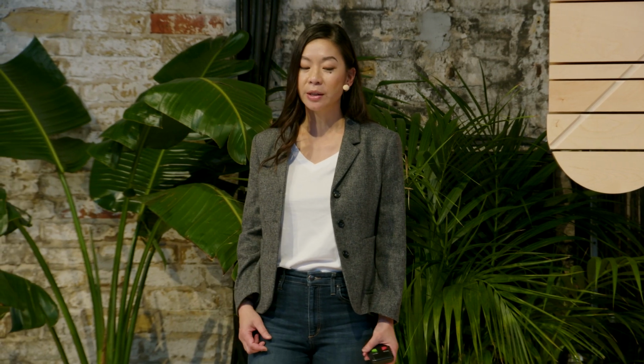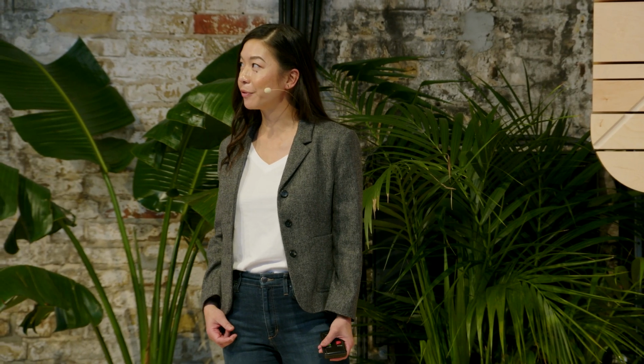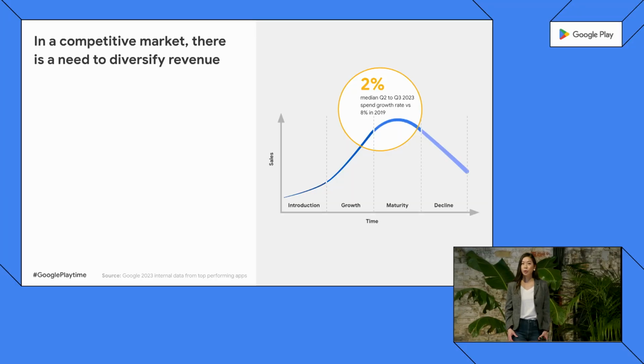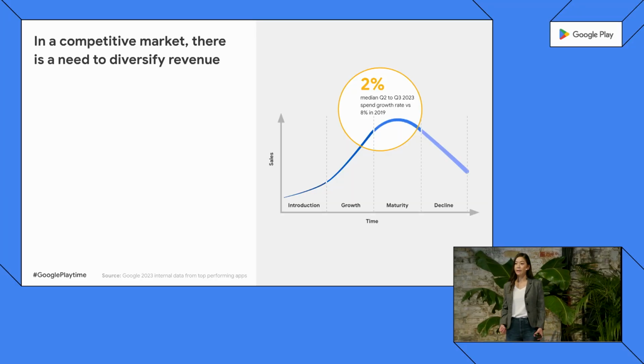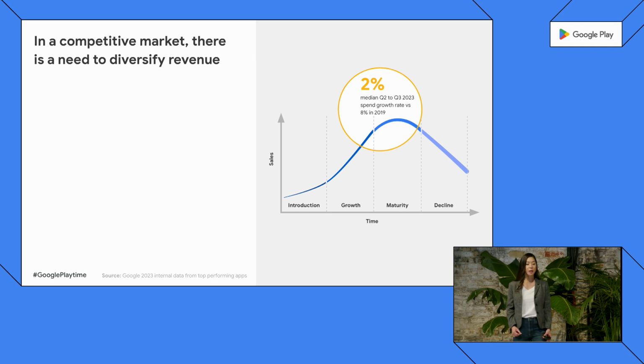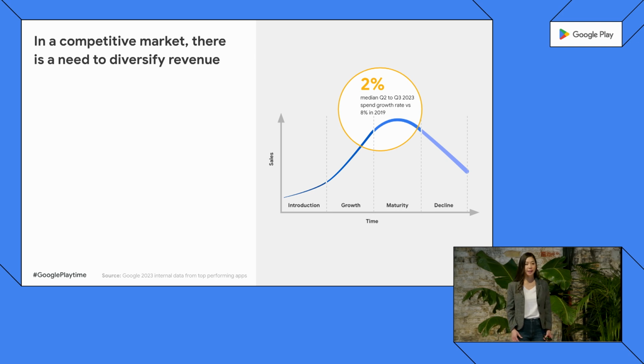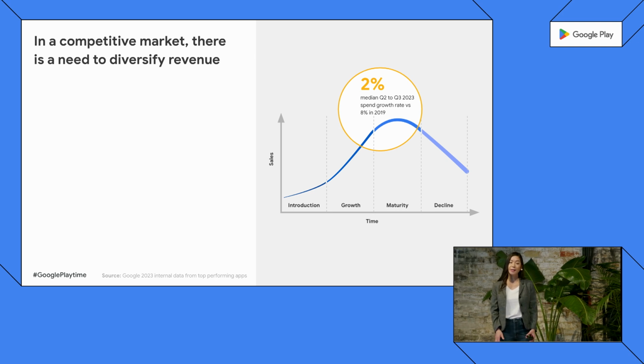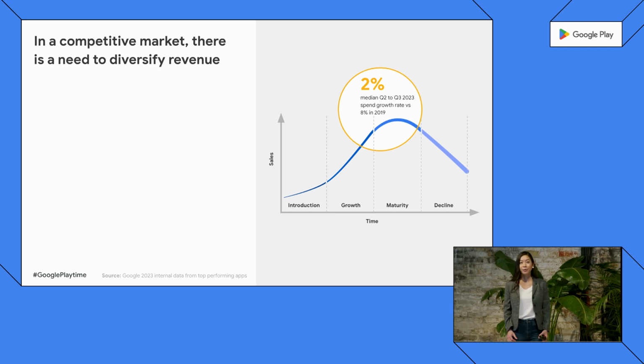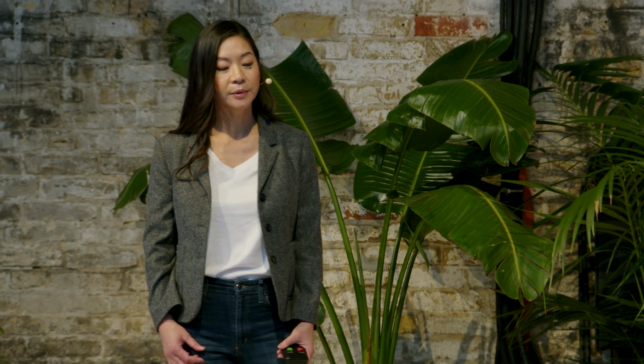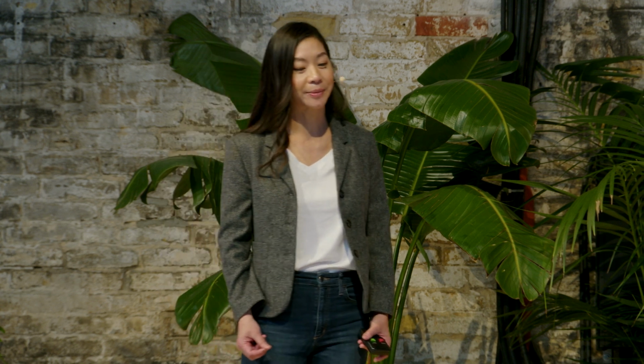As Christina mentioned, the app industry is becoming more competitive. And while we still see growth, the median Q2 to Q3 growth rate of spend from top-performing apps was at 2% this year. In contrast, in 2019, the median growth rate of spend from top-performing apps at that time was at 8% for the same period. So even though there's an influx of competition, we can get back to a higher quarter-over-quarter growth rate.